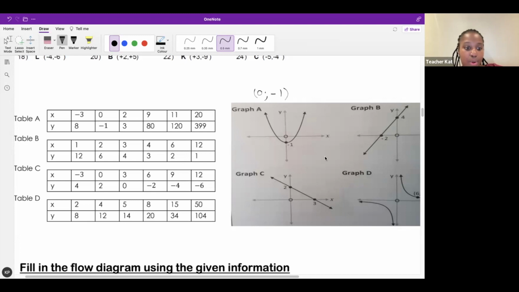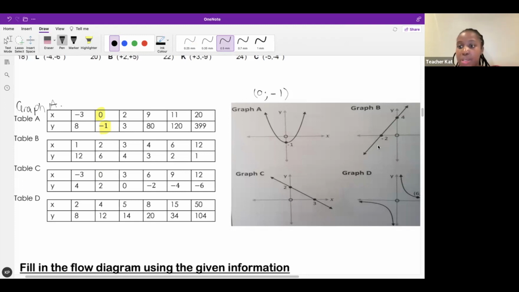Now let's look for a table where this corresponds, okay? Table A, 0 goes with -1. We found it. First time trying and we've already found it. Okay? Table B, unfortunately, doesn't have a 0. Neither does table C. Okay, table C does, but it's 0 with 2, which is not what we're looking for. And table D does not have a 0. So graph A goes with table A. So I'm going to write here, not with that one. This is graph A.